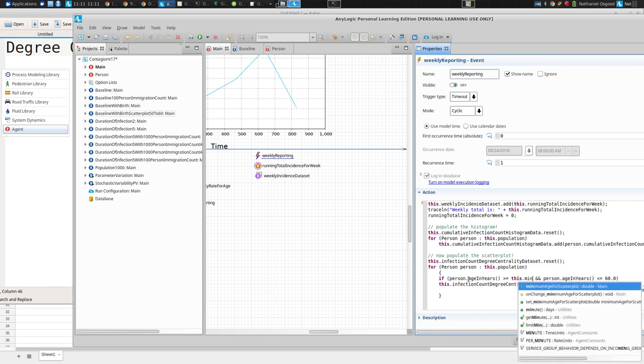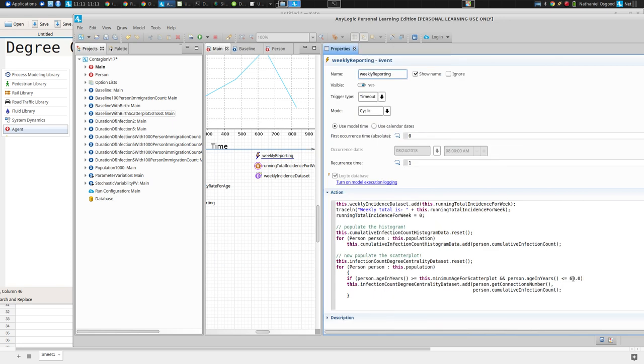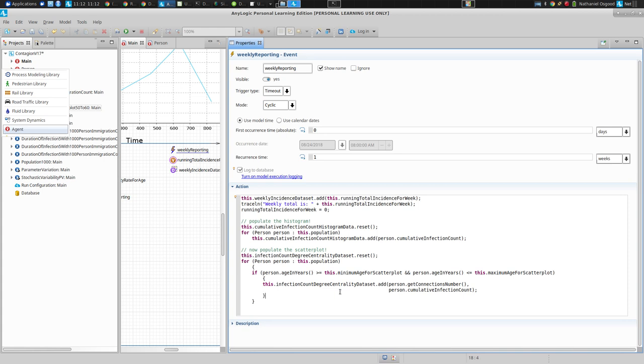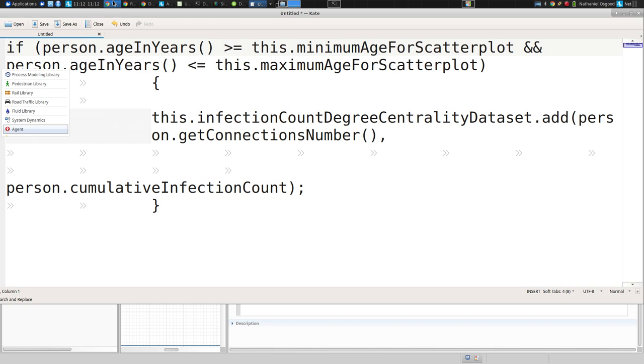This dot minimum age for a scatter plot, and we want it to be this dot maximum age for a scatter plot. Okay, maximum age for scatter plot. So let me put this up on the big screen here. Now I'll put curly brackets around that too, so that it's clear it's all within the if. There we go. And I'll put this all up on the big screen. Okay. There we go. Copy that. Okay. And so it looks like this, okay?